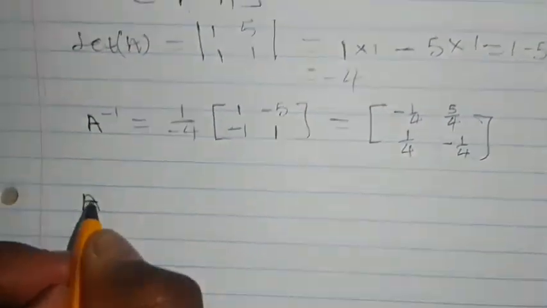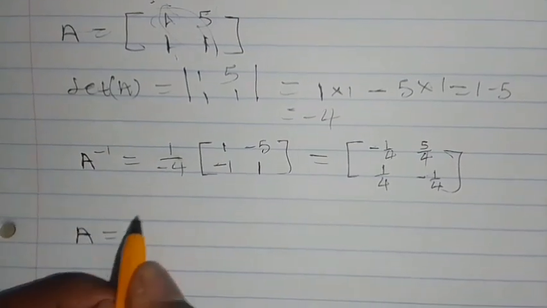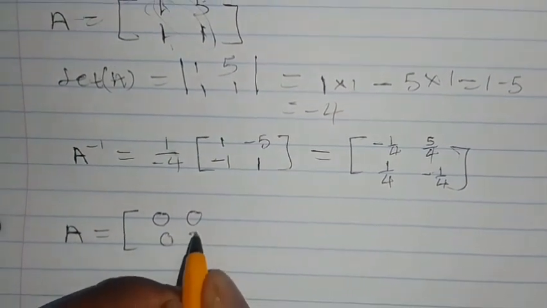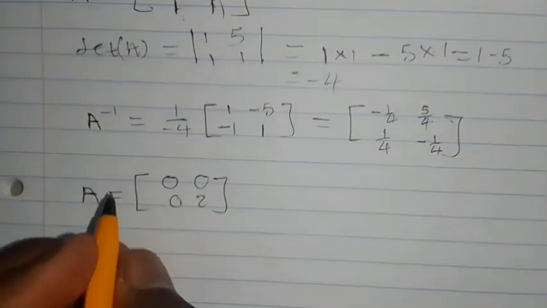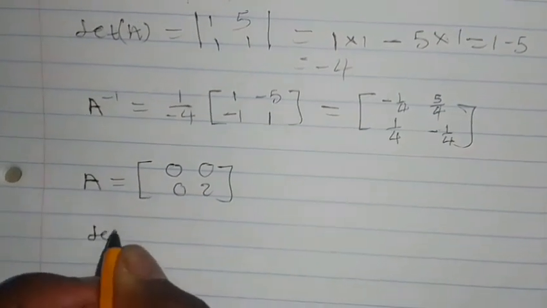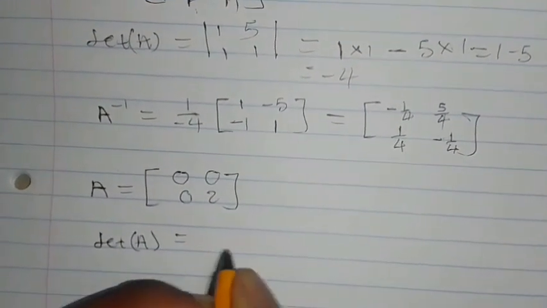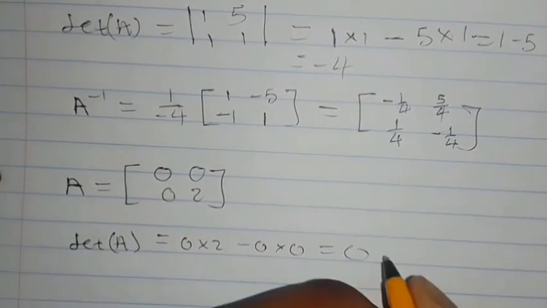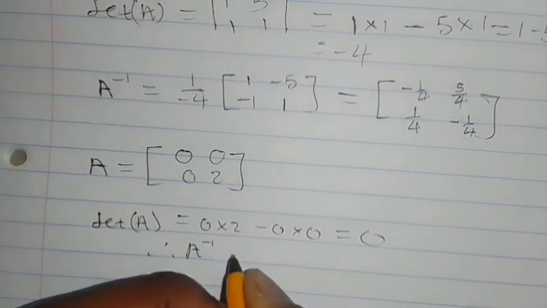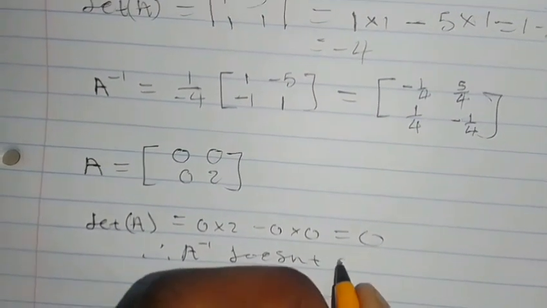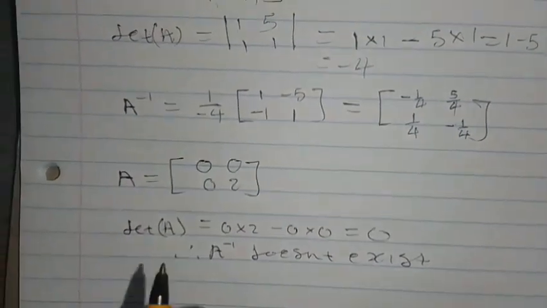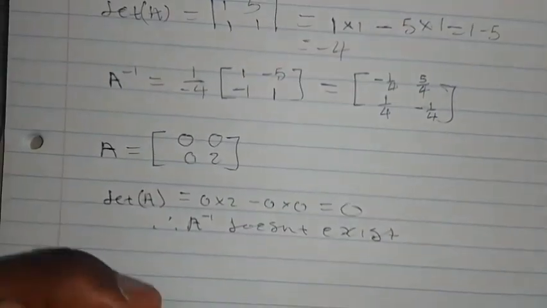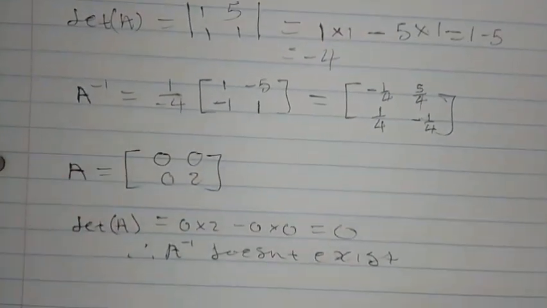Then if you have another one, let's say you have A equals 0, 0 and 0, 2. Can you find the inverse of this? If you find the determinant of A, this will be 0 times 2 minus 0 times 0, which is just going to give us 0. Therefore, A inverse does not exist. That's something you should familiarize yourself with. We cannot find the inverse if the determinant is 0. Basically we are dividing by the determinant, and we're not allowed to divide by 0.